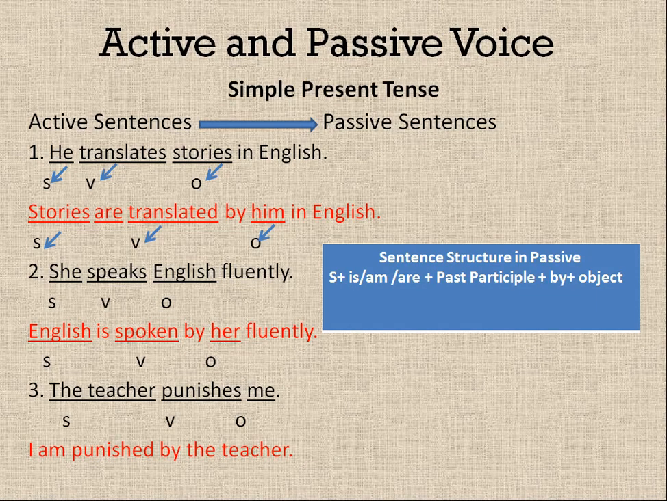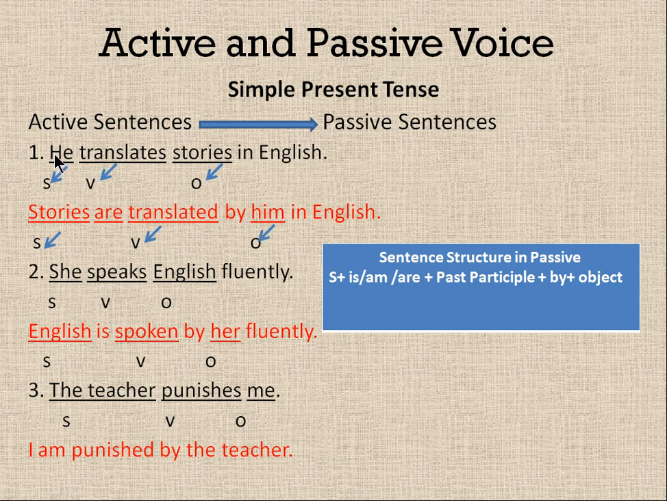Look at example number 1. He translates stories in English. He is the subject, translates is a verb, stories is an object. Stories are translated by him in English. If you look at stories, it has taken the subject place. Then we have put are because stories are plural. Translated is the past participle form of the verb, and we have added by.